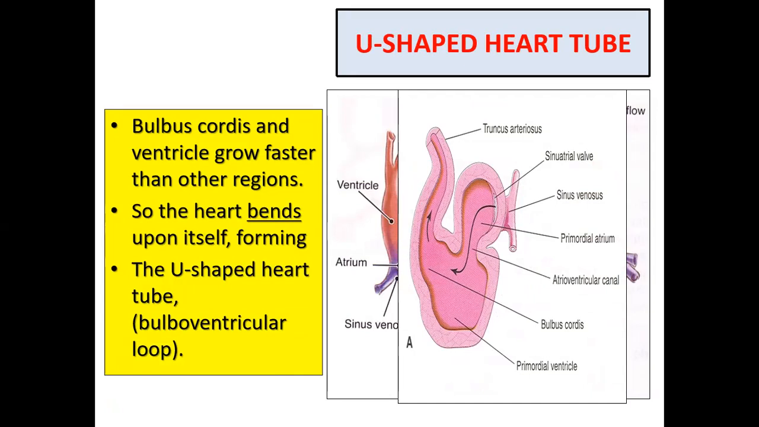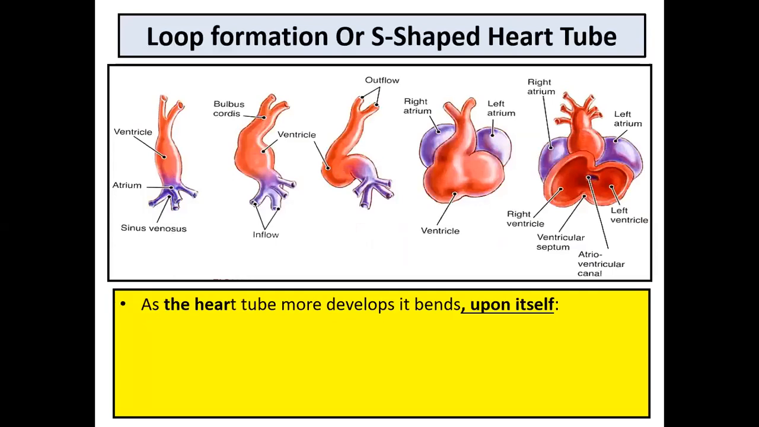After bending, you can see the sinus venosus. You can see the sinoatrial valve. There, you can see the truncus arteriosus. You can see the bulbus cordis. You can see the primordial ventricles. Then you can see the loop formation of the heart tube. So the ventricle, the atrium, the sinus venosus, and the bulbus cordis, ventricles, inflow, outflow, right atrium, left atrium. You can see how it is forming slowly.